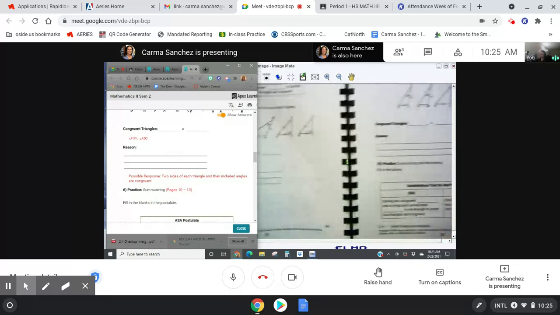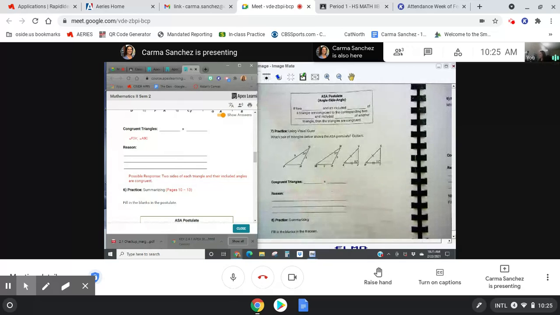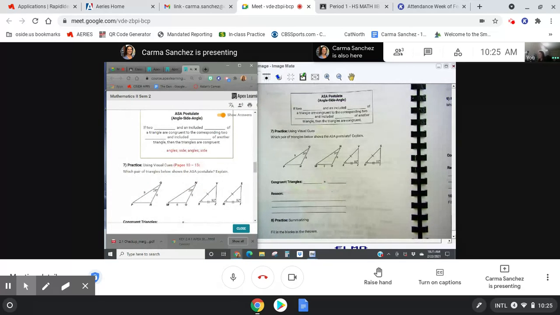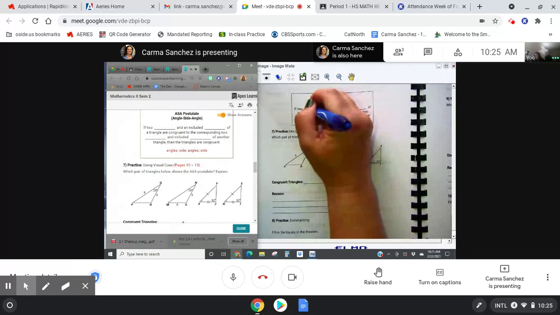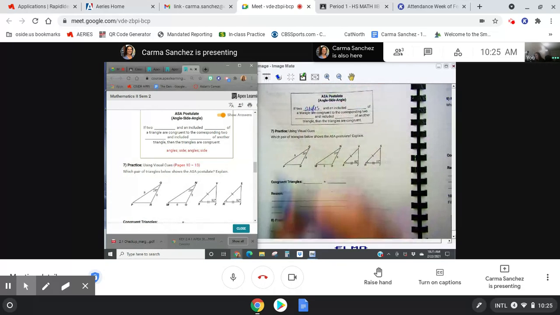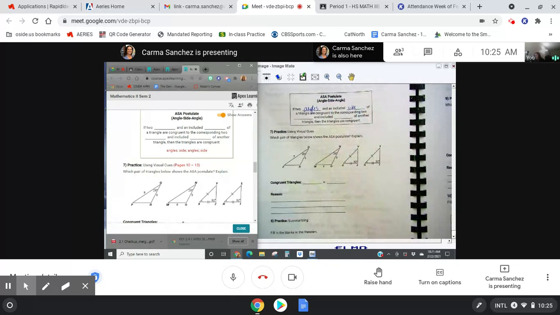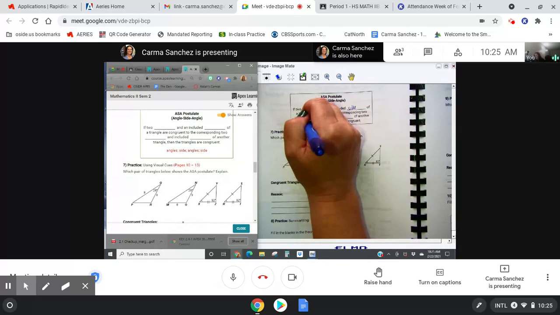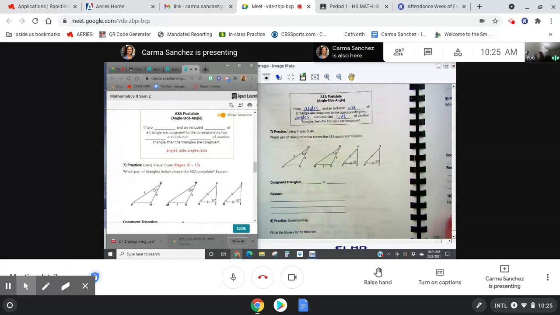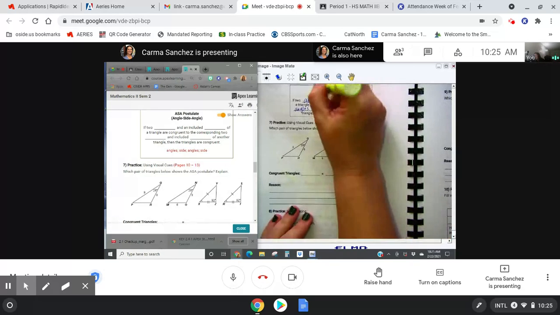We have 2 more. Angle-side-angle is the next one. So this time, if we have 2 angles and an included side of a triangle that are congruent to the corresponding 2 angles and included side of another triangle, then the triangles are congruent. So let's go see which one looks like this ASA postulate.